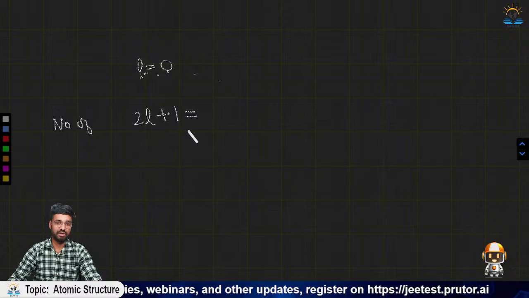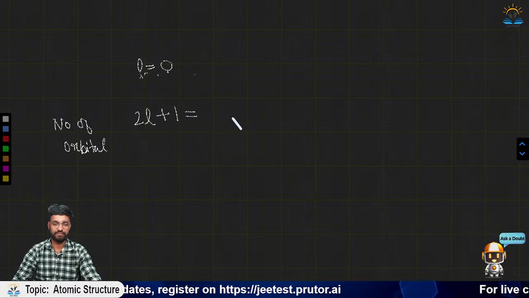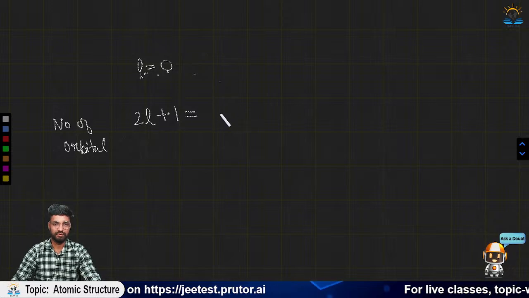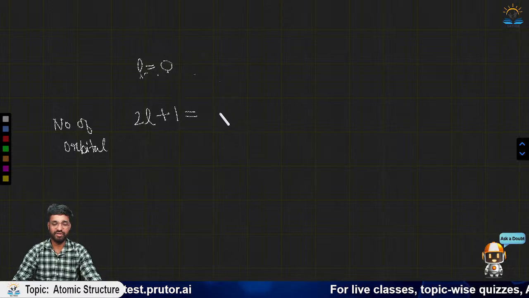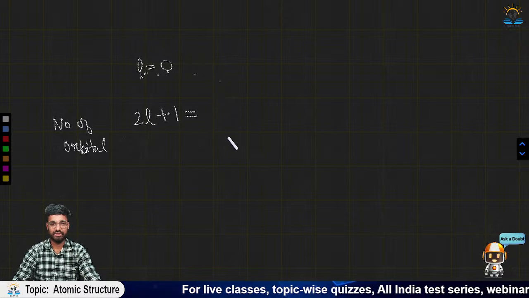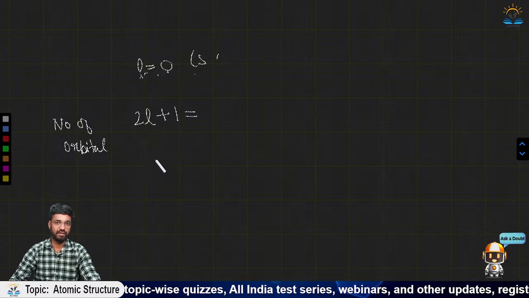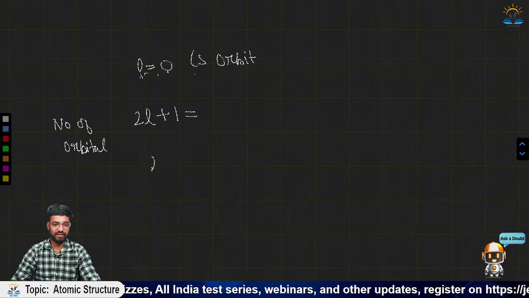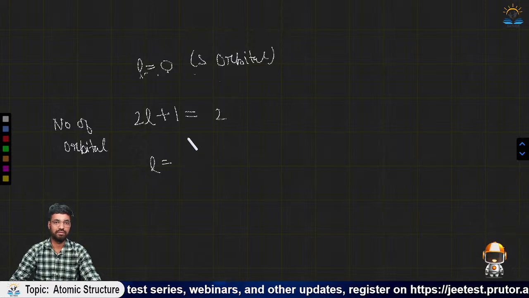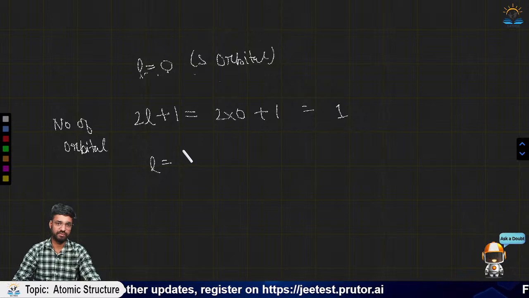So the number of orbitals we have is 2l plus 1, for L equals 0. If you calculate here, we put the values here. For L equals 0, that is for the S subshell, then we get it as 1. So for the S orbital, 2 into 0 plus 1, it will be 1.